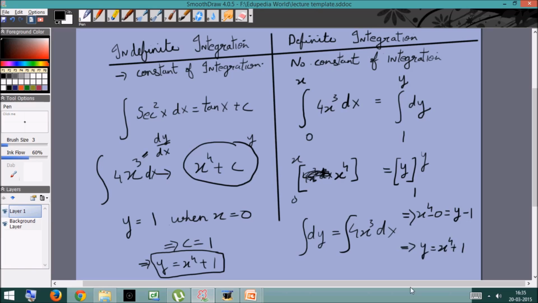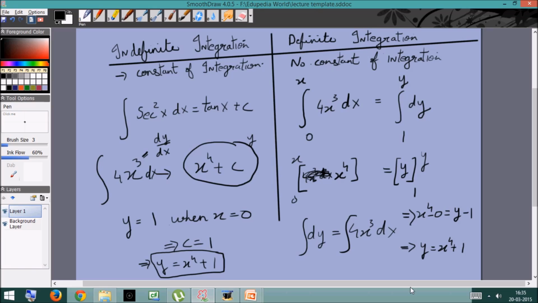So we see there are two different ways in which we can integrate a function. We can either just calculate the indefinite integral, put in the constant of integration, and then try to solve for the constant of integration based on some other conditions which we were given. Or we can just put in the limits directly and never have to calculate the constant of integration at all.